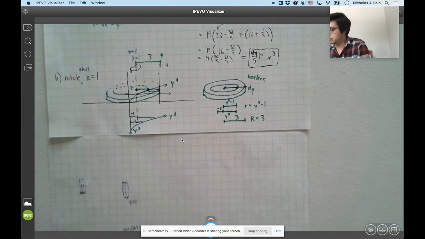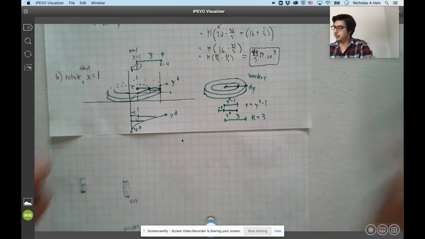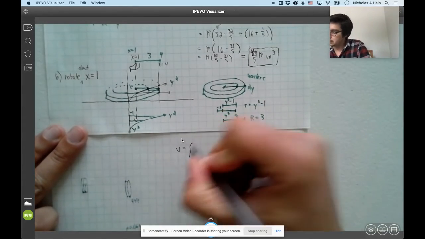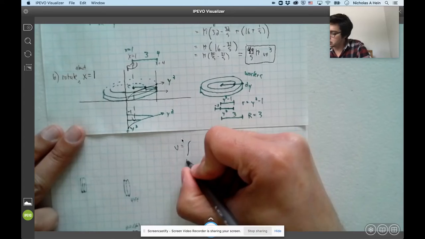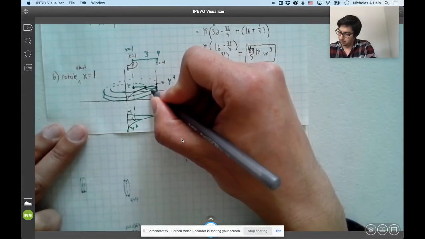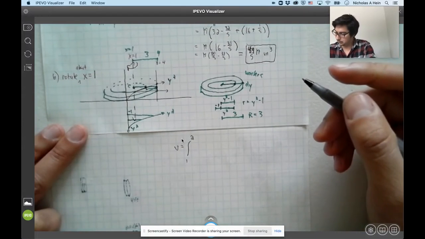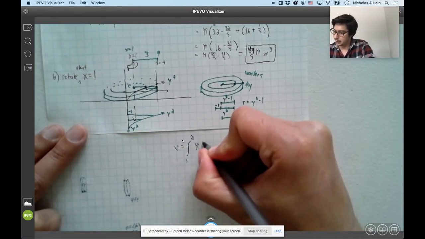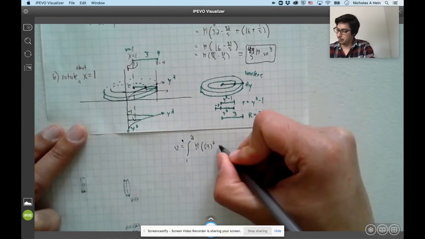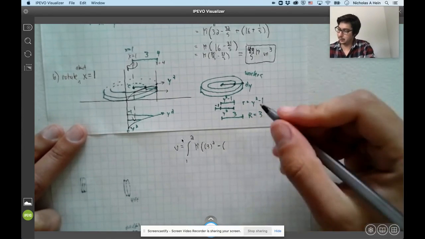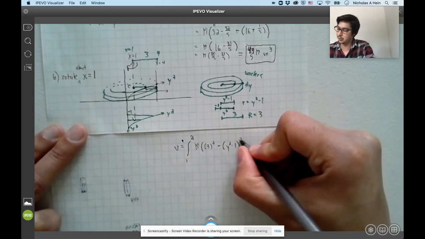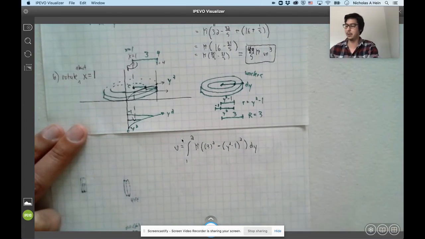So your volume of this is going to be from 1 to 2, as we fill up this space with cross sections horizontally, of pi times your outer radius squared, which was 3 squared, minus your inner radius squared, and your inner radius squared there was (y squared minus 1) all squared, and then with a thickness of dy.